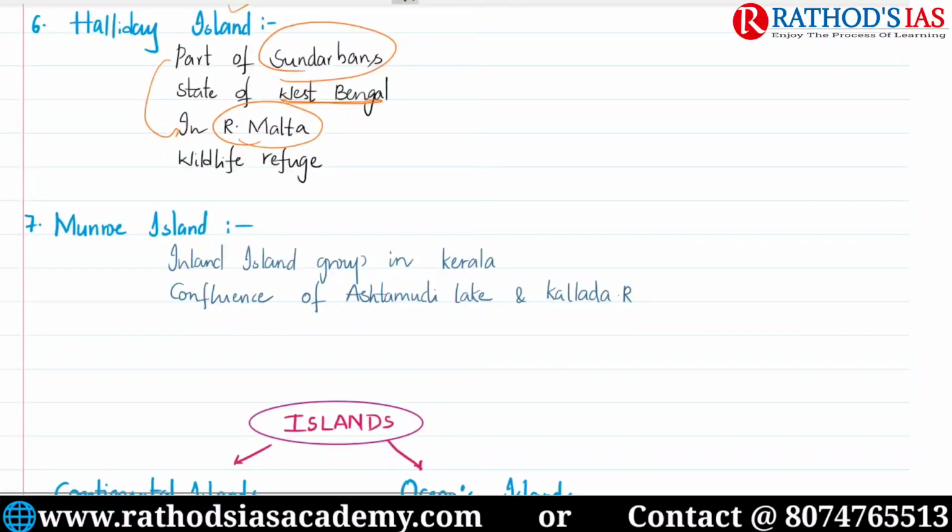And the next island is Monterey Island. This Monterey Island is a group of islands seen in Kerala, and actually this Monterey Island is present at the confluence of Astamudi Lake as well as the Kallada River. So these are some important island groups that are present in our country. Apart from this, we also have other islands, but these are very important.